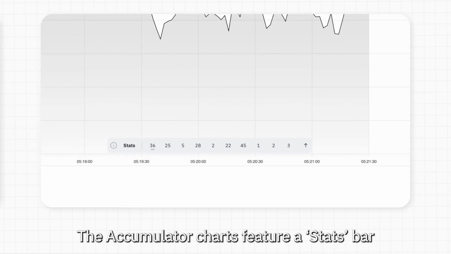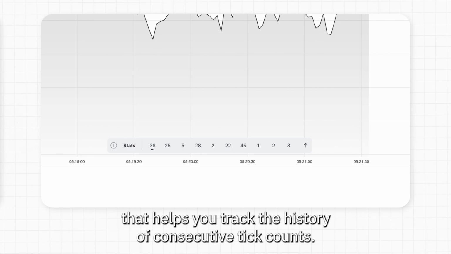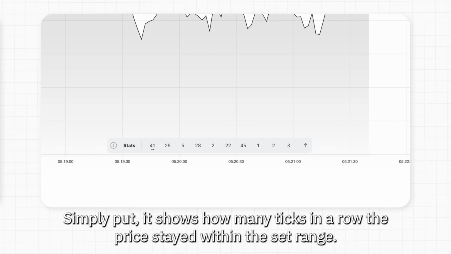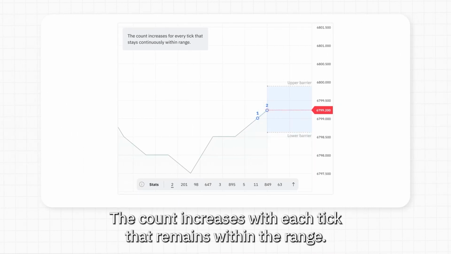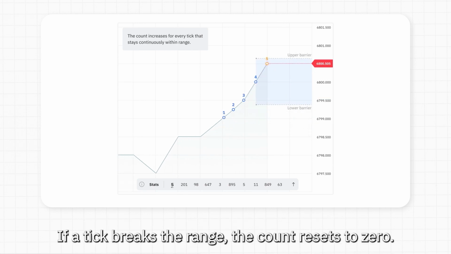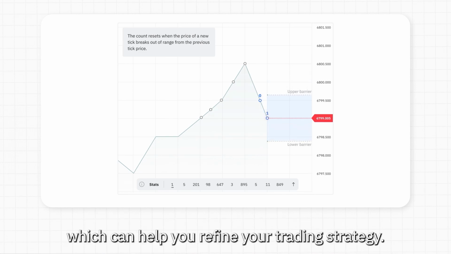The accumulator charts feature a stats bar that helps you track the history of consecutive tick counts. Simply put, it shows how many ticks in a row the price stayed within the set range. Here's how it works. The count increases with each tick that remains within the range. If a tick breaks the range, the count resets to 0.